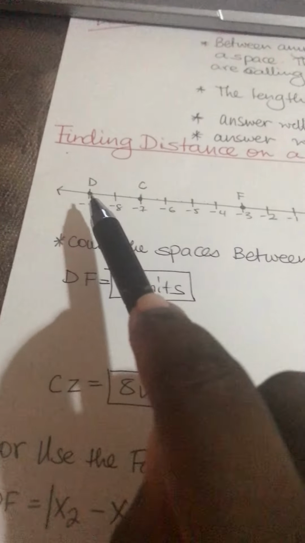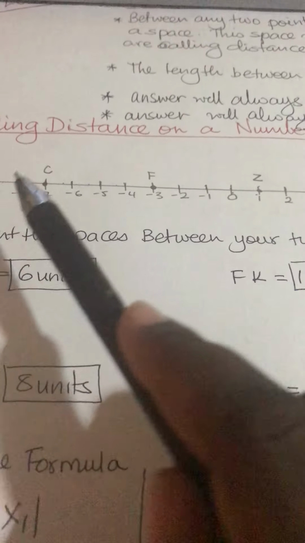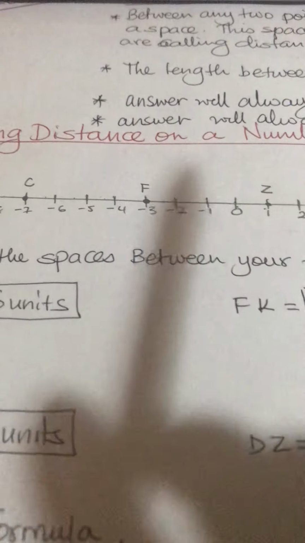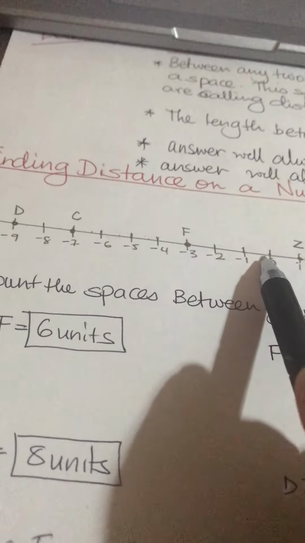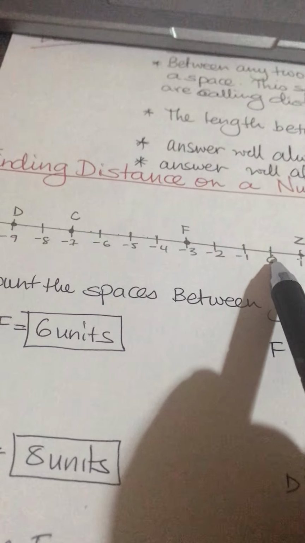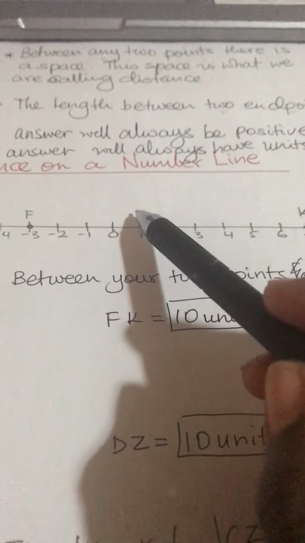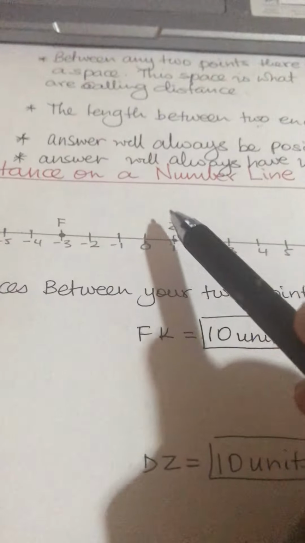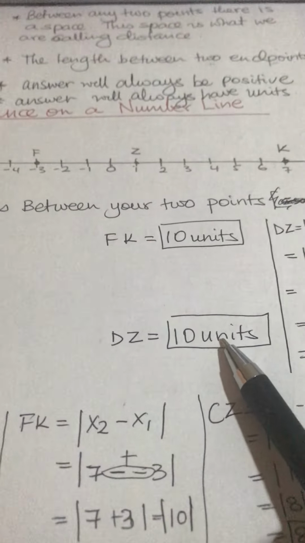DZ, from D to 0, you hearing me? I keep on looking for 0. 0 helps a lot on the number line. From D to 0 is 9 units. And then I'm going to Z. And 0 to Z is 1 unit. So 9 units plus 1 extra unit is 10 units.